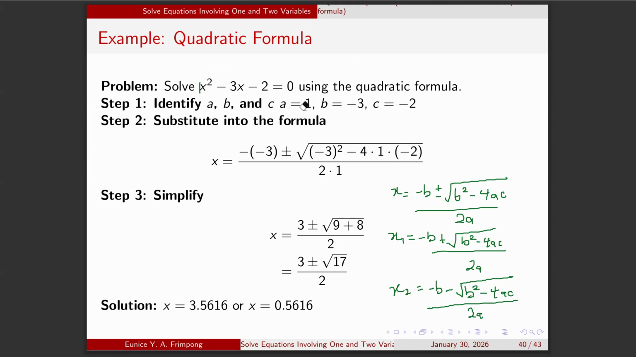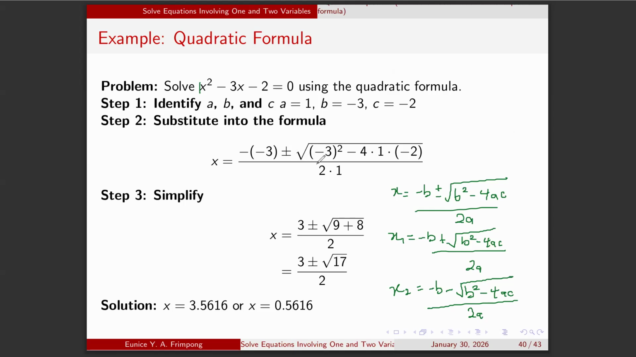And that is what we did here. So here we fixed in A equals 1, B equals minus 3, and C equals minus 2. For the first one, x equals, the formula is minus B, and B itself is minus 3. So we have minus into brackets minus 3. The minus 3 here is B. The minus here is from the formula.